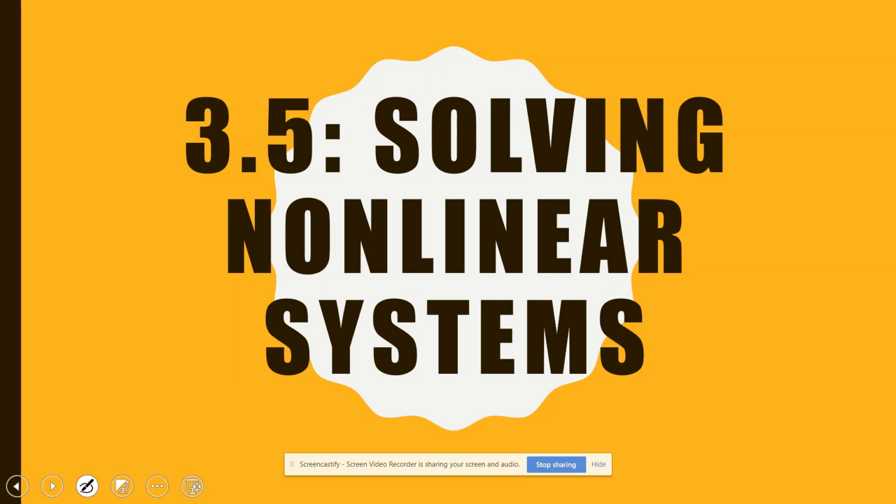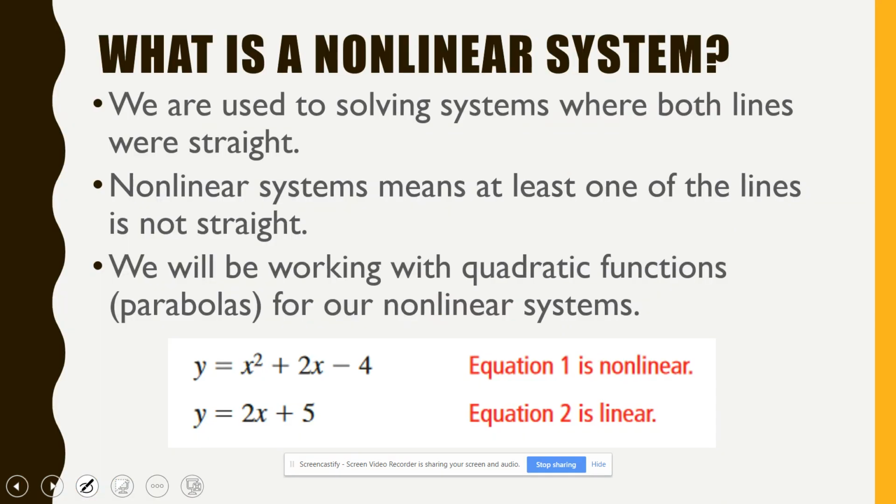Welcome back, everybody. Our last section for Chapter 3 is solving nonlinear systems of equations. A nonlinear system means that one of our equations is not going to be a straight line. We're used to solving by substitution, elimination, and graphing systems where both of our lines were straight. We reviewed that back in Chapter 1.